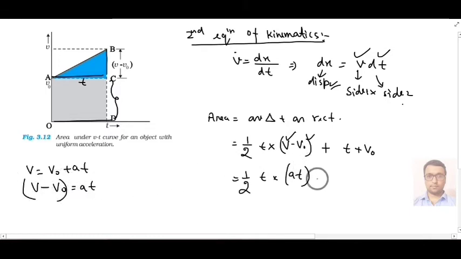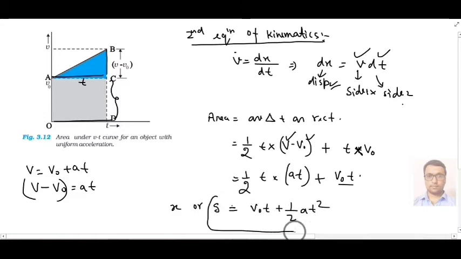Okay, so using this relation we can write this also, and here this is a multiplication sign, so this will be v0 t. So our final answer is, area is our displacement s, or you can write it x also, x or s, that will be v0 t plus half of a t square. Okay, this is the proof for the second equation.